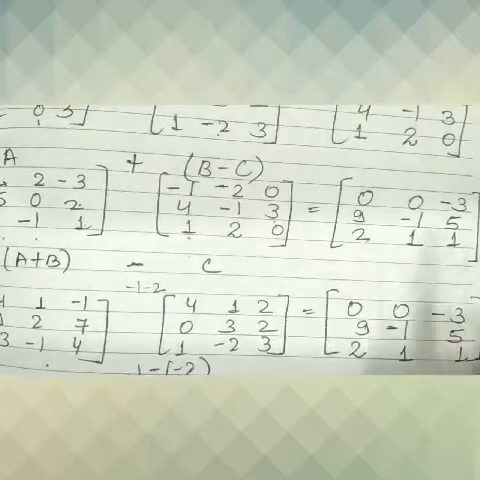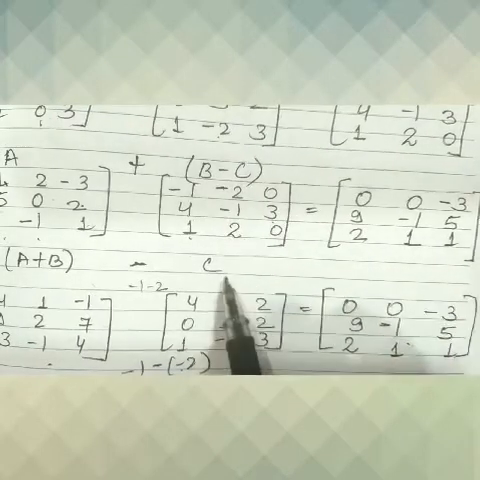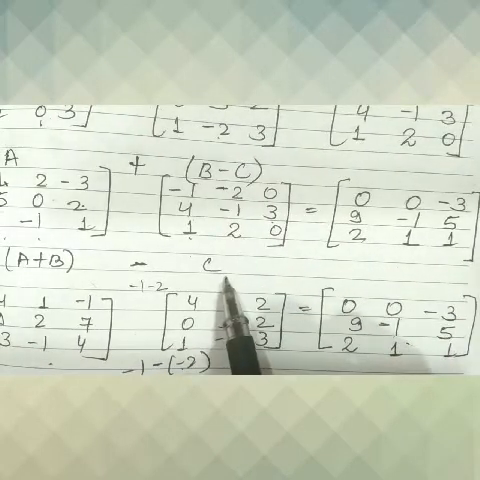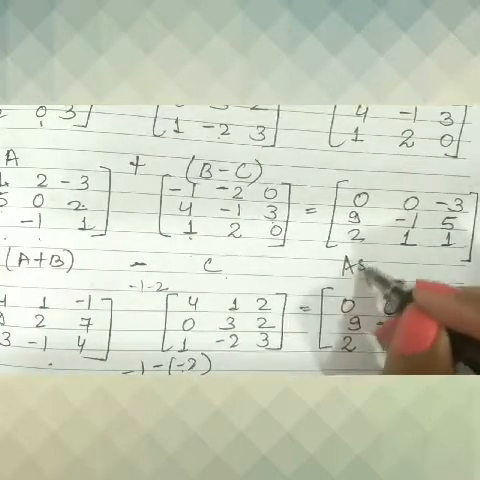You can clearly observe both these matrices are equal. This was our associative property, and in the first video I mentioned that matrix addition and subtraction are associative.